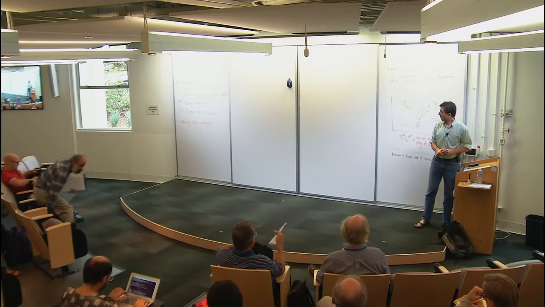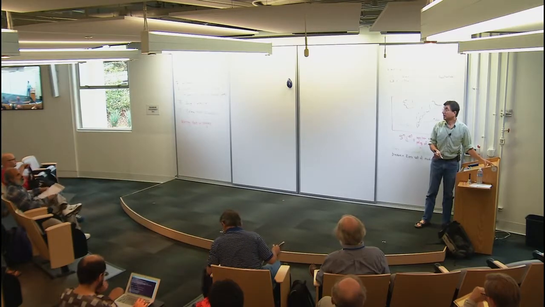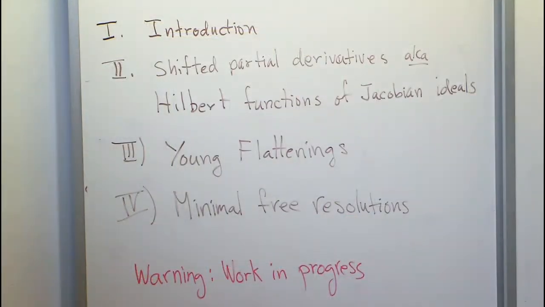So I have to apologize. This is work in progress. There's certainly no theorem in complexity theory, and there may or may not be a theorem in math by the end of the talk. But nonetheless, I think there are some ideas I'd like to present, in a general context of how to use algebraic geometry to prove lower bounds.